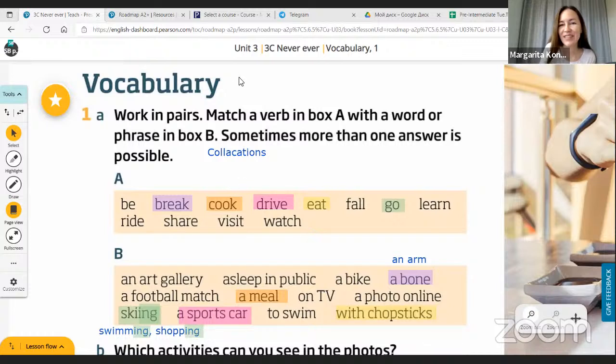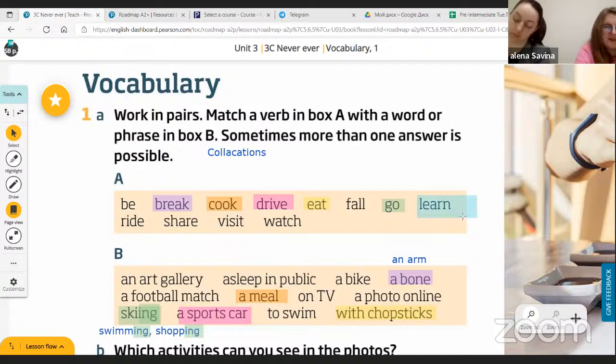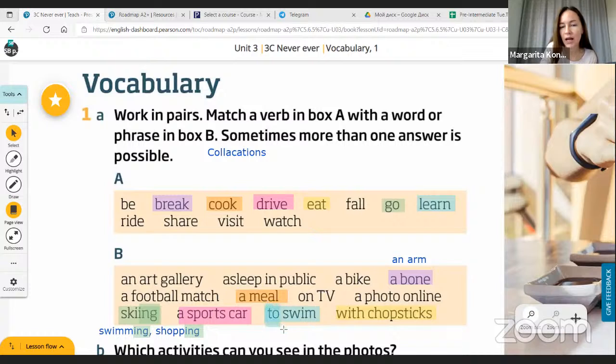That's lovely. What about the next one? Any ideas with learn? To swim, может быть, обучать. Yes, learn to swim, exactly. And we can learn anything. Give me some more examples. Learn to dance. Learn to cook. Learn to drive. Very good.